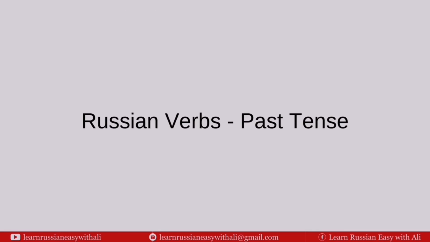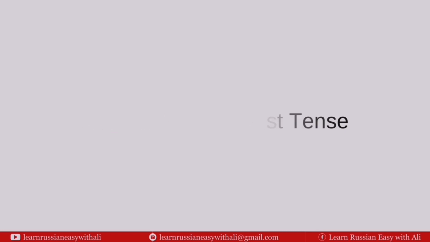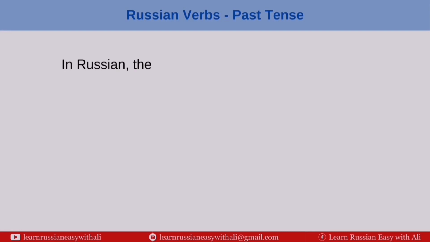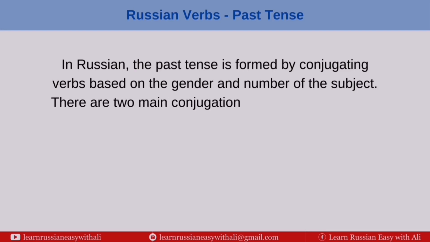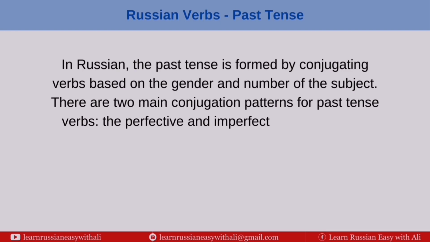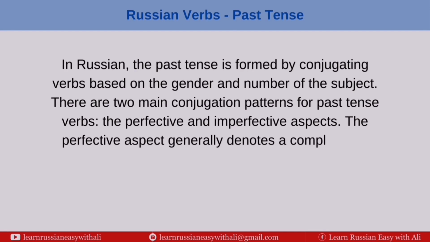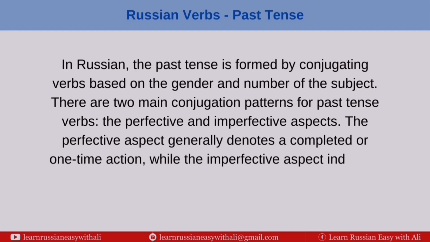Russian verbs, past tense. In Russian, the past tense is formed by conjugating verbs based on the gender and number of the subject. There are two main conjugation patterns for past tense verbs: the perfective and imperfective aspects. The perfective aspect generally denotes a completed or one-time action, while the imperfective aspect indicates an ongoing or repeated action.